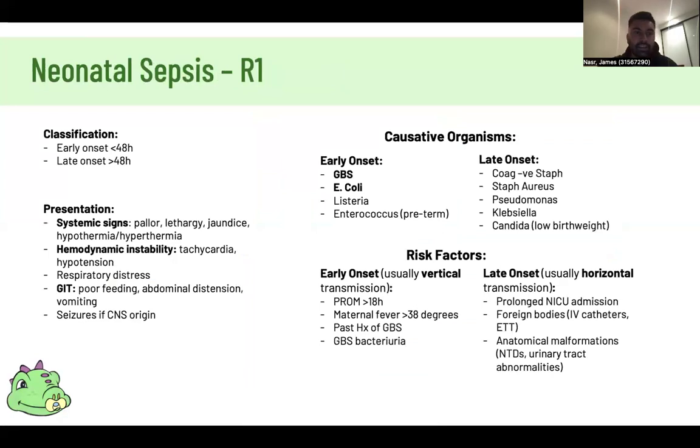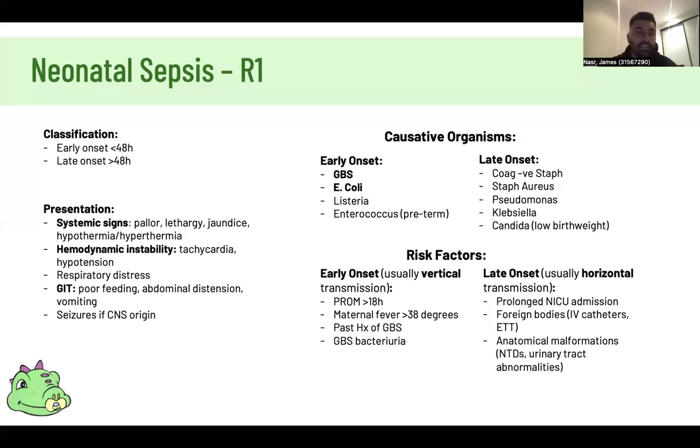Moving on to sepsis now, which is quite a big topic. First of all, classification: it can be classified as either early onset or late onset. Early onset is 48 hours or less, whereas late onset sepsis is past those 2 days. It is important to classify it based on that because it will affect the most likely causative organisms, and that will in turn affect your management options as well.